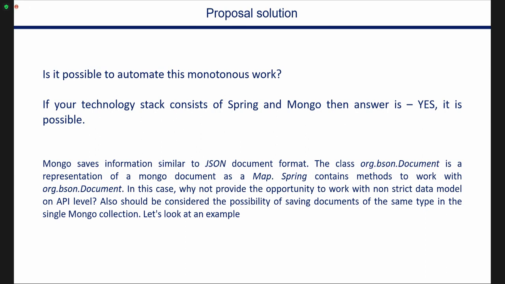Also, we should keep in mind and consider the possibility of saving documents of the same type in a single Mongo collection. What does it mean? If we can put whatever we want in any place in Mongo, in any collection, then it will create some mess inside a single collection. It will contain different objects with different structures, which is not so good. So if we are able to save similar instances in the same collection, it will be better, but we have to be able to save any kind of structure.